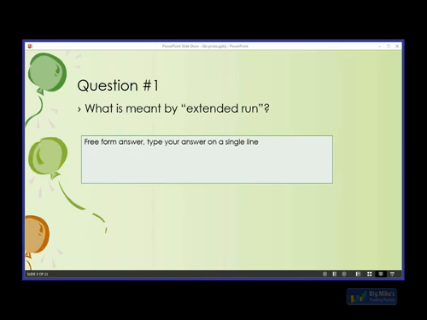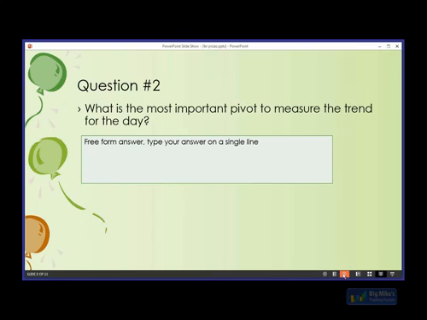Okay, go into question 2. What is the most important pivot to measure the trend for the day? Opening price. Doug Schultz. Okay, congrats, Doug.